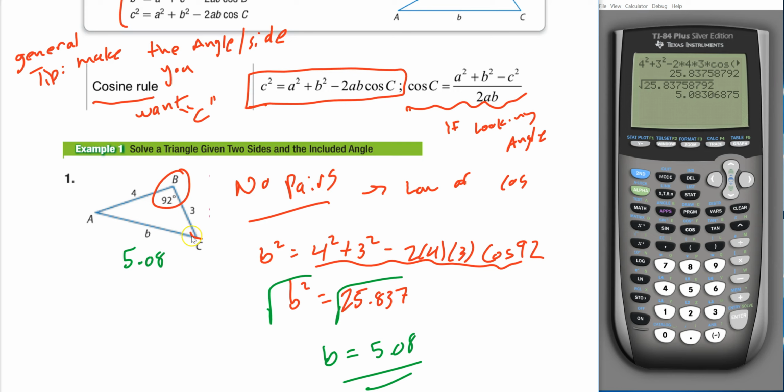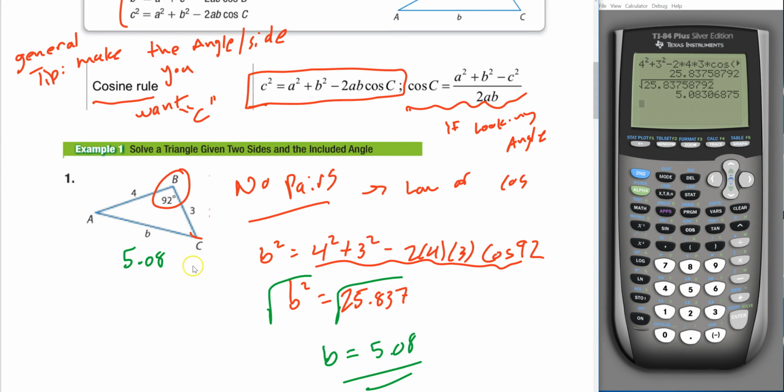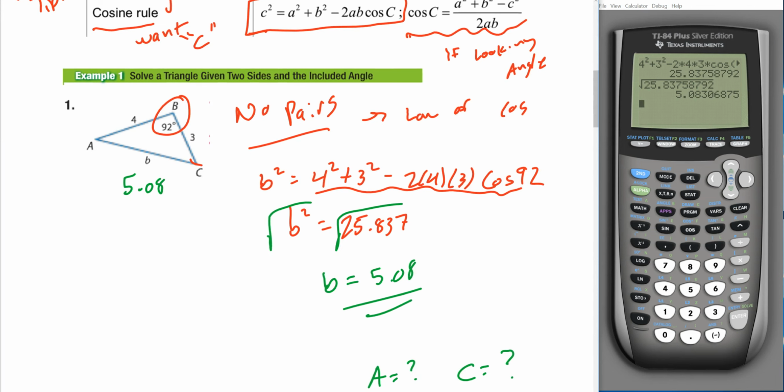Now, if they want to solve the triangle, I found B, but I still got to find A and C, right? Got B. I'm looking for A and C. Now, if you want to use law of cosines again, use that formula to find one of the angles. But we have a pair. Since now we have a pair, I'm gonna do law of sines.